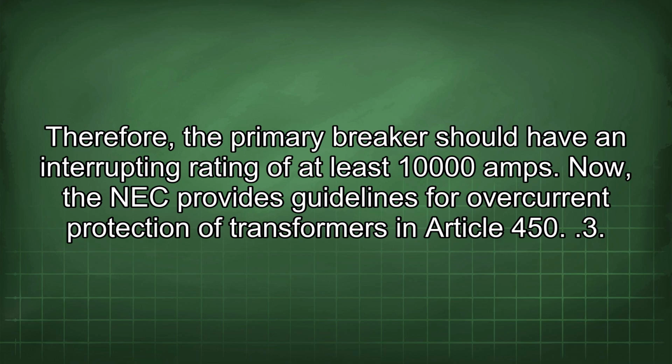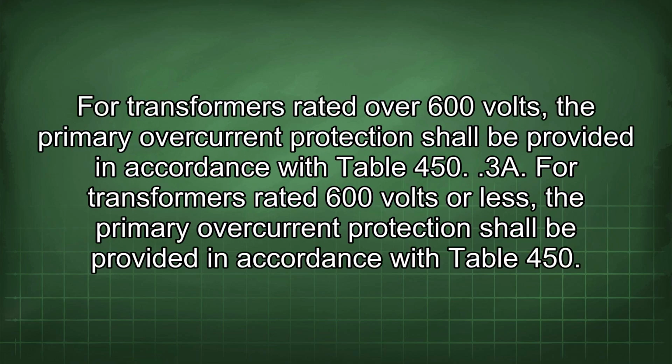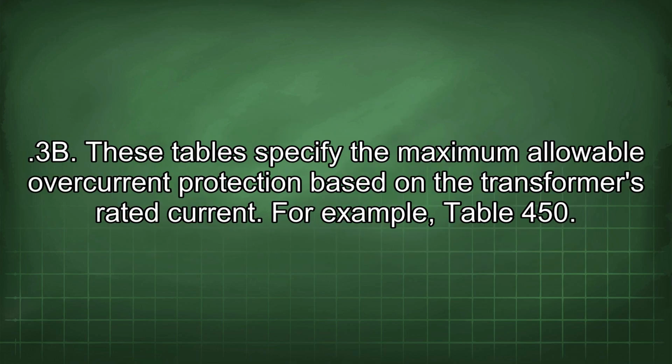Now, the NEC provides guidelines for overcurrent protection of transformers in Article 450.3. For transformers rated over 600 volts, the primary overcurrent protection shall be provided in accordance with Table 450.3(a). For transformers rated 600 volts or less, the primary overcurrent protection shall be provided in accordance with Table 450.3(b). These tables specify the maximum allowable overcurrent protection based on the transformer's rated current.